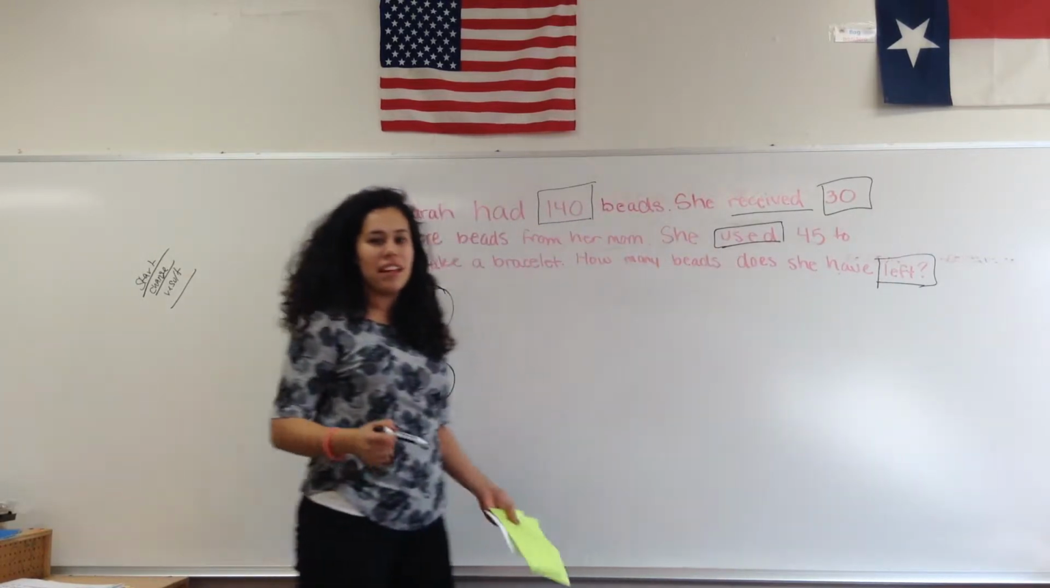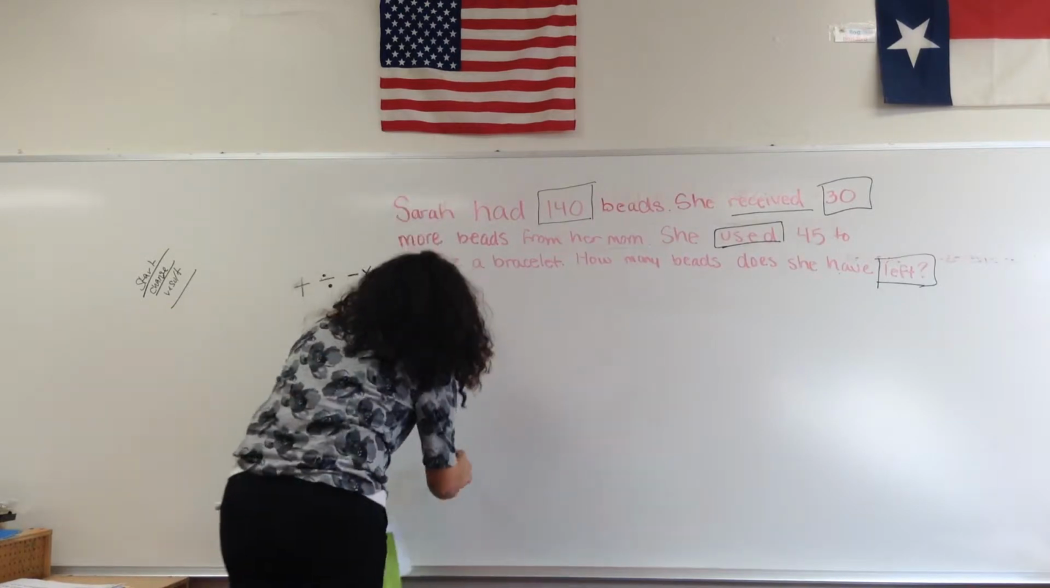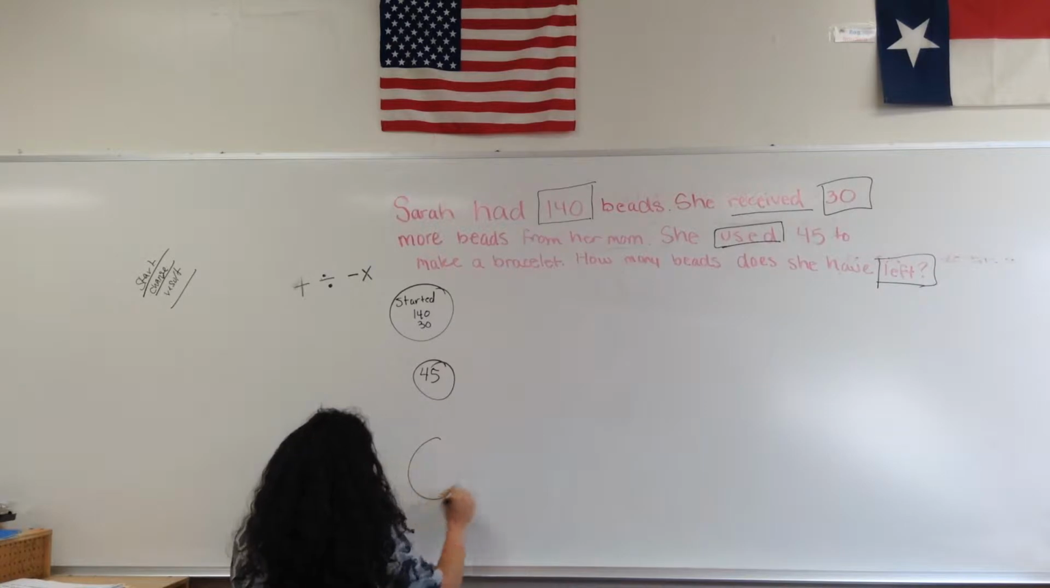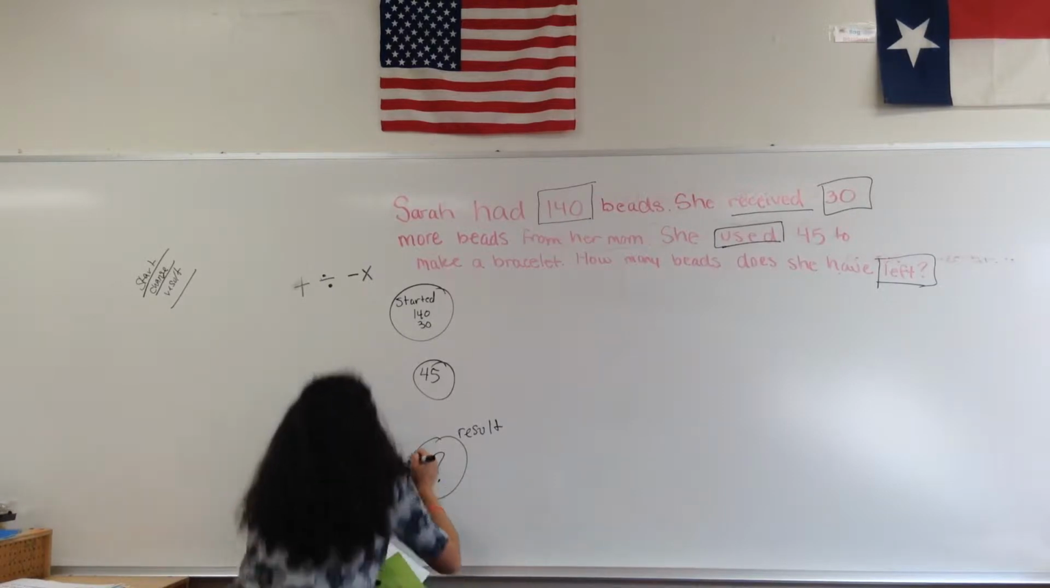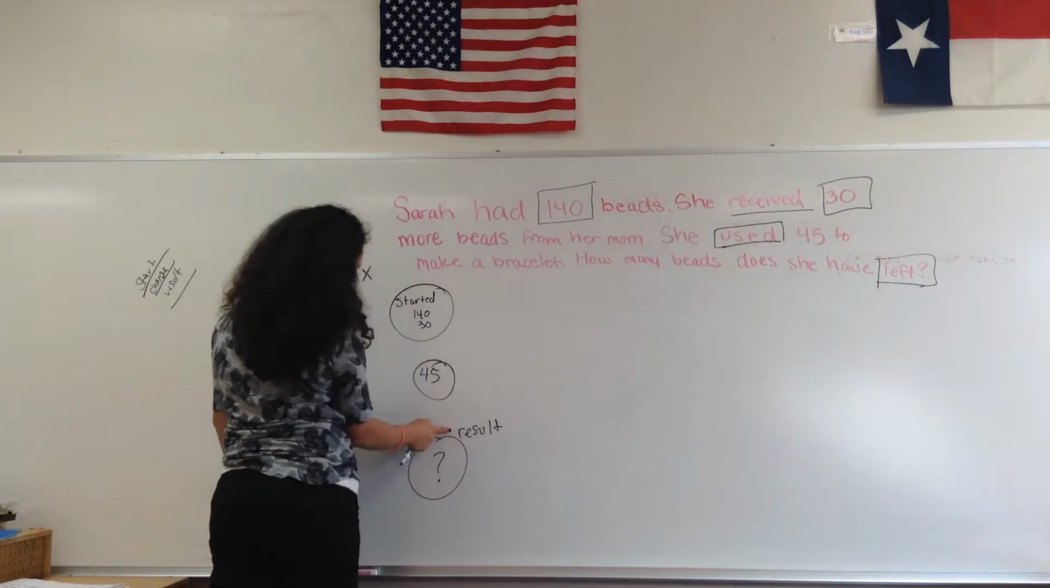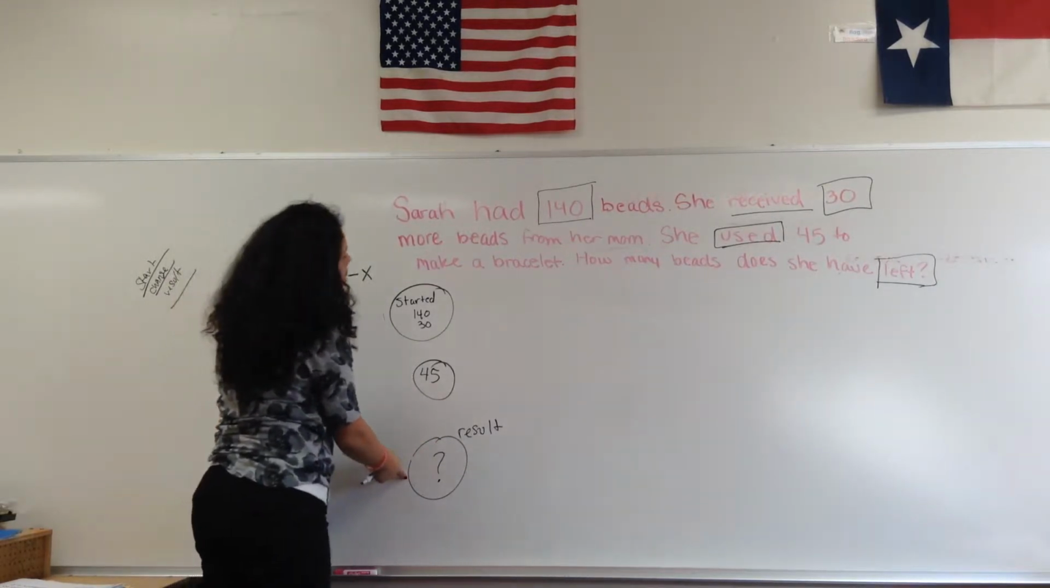Well, we don't know that. That's our unknown variable. So that's our result. We don't know our result yet. So we're going to put a question mark for that right now. So now we know what she started with, but we don't know her result. We don't know how many she has left.